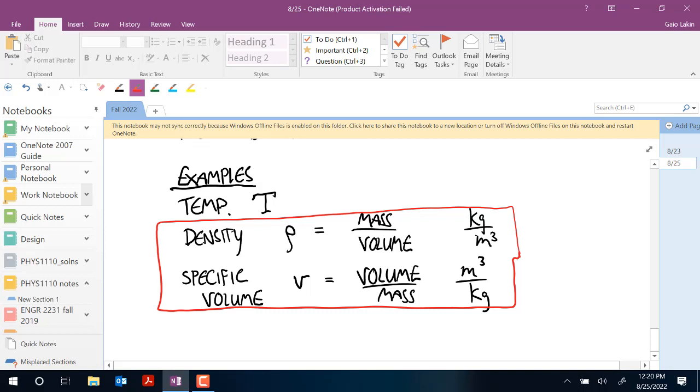Okay, so notice that specific volume is equal to the reciprocal of the density. If you're ever working on a problem and you're given density and you don't know how that would come into the problem, be expecting specific volume to come into the problem, and recognize that if you know the density, you know the specific volume.